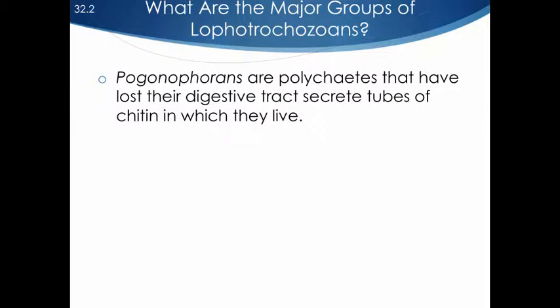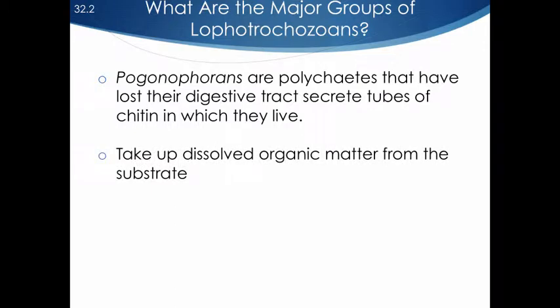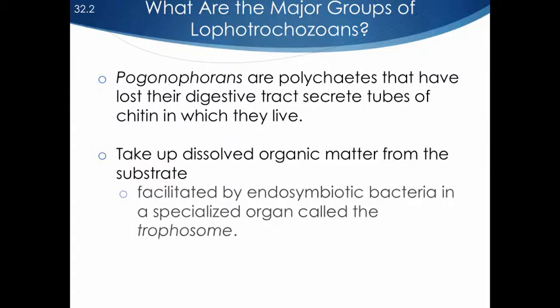So pogonophorans are polychaetes that have lost their digestive tract, and they secrete tubes of chitin, which they live in. So basically, they are similar to the organism that we've talked about before, but they don't have a digestive tract. They take in nutrients as dissolved organic matter from their substrate. This is facilitated by endosymbiotic bacteria in a specialized organ called a trophosome. So they don't really get their nutrients from themselves, but this is also not considered parasitic.